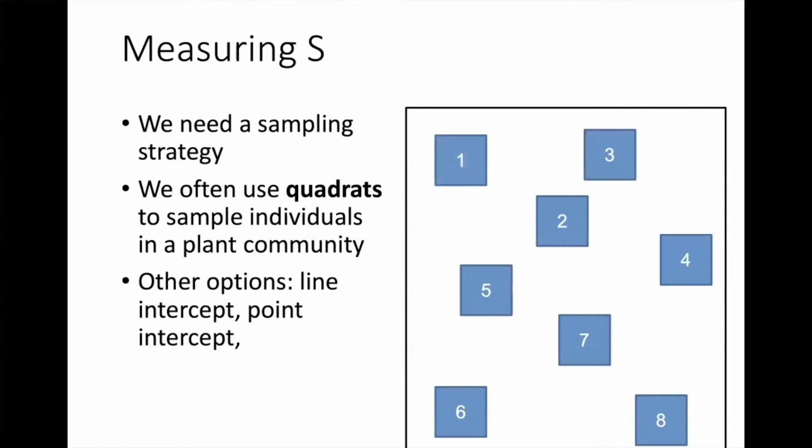So a quadrat is just going to be our sampling strategy where this is our community, and we're going to set up these quadrats to sample individuals, identify the species those individuals belong to, and then assess or estimate the richness. There's a few other ways we can do it. We can use the line intercept method or the point method, but this is the quadrat method.